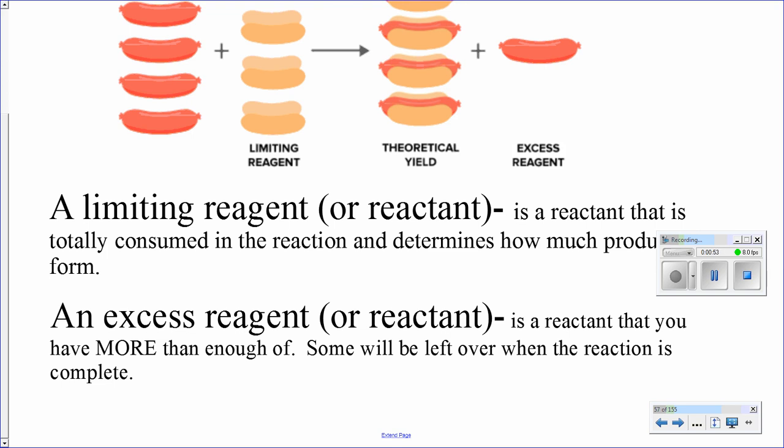So an excess reagent is a reactant that you have more than enough of, and some will be left over when the reaction has gone to completion. We're actually going to look at 2 concepts today. These are some of the most difficult questions that we will do in this unit. They involve a lot of work with stoichiometry, like we already did, and then thinking about what you get and comparing some quantities at the end.